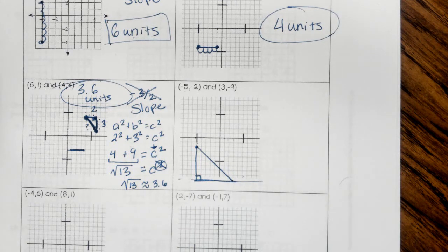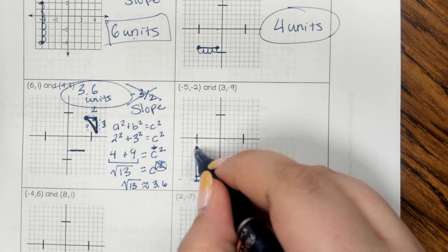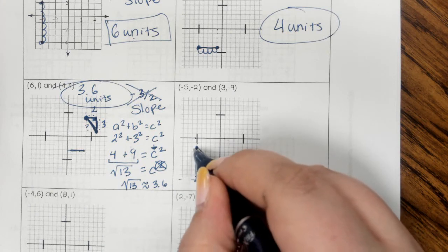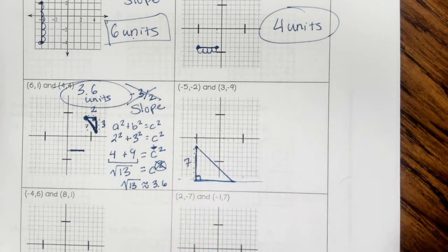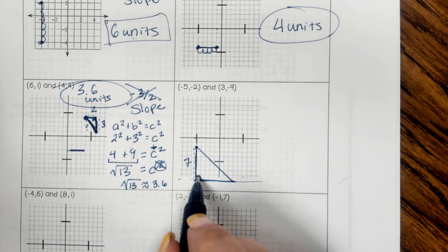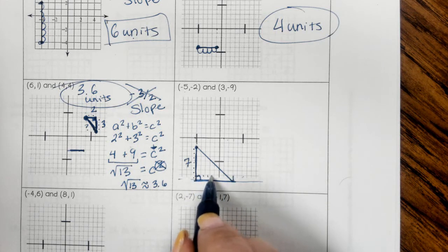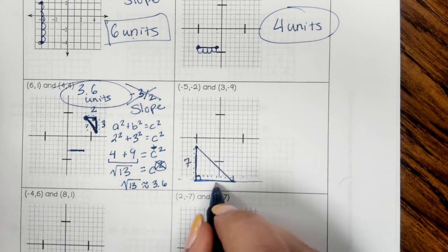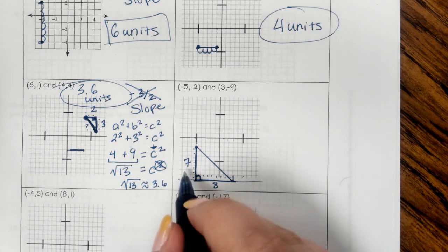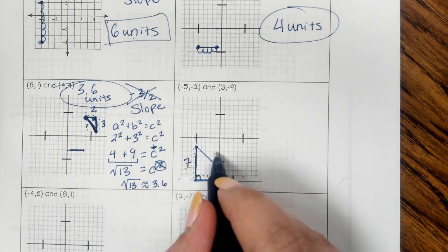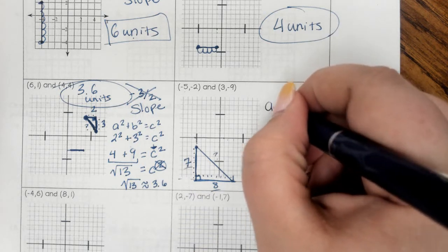Now I've got this right triangle, so if I knew at least 2 of the side lengths, I could use Pythagorean theorem to find the missing thing. I know how long this leg is. This leg is 1, 2, 3, 4, 5, 6, 7 units long. And I know that the other leg is from here to here. It's 1, 2, 3, 4, 5, 6, 7, 8 units long. If I know these two, the legs, I can find the hypotenuse using Pythagorean theorem.